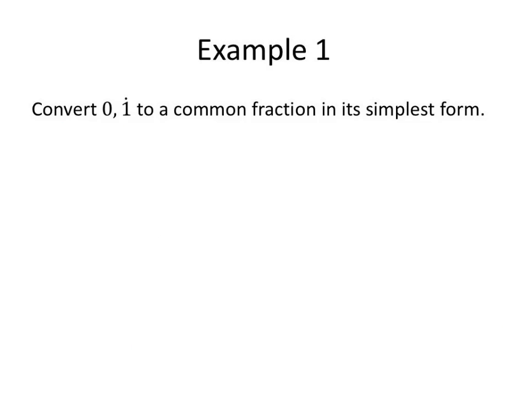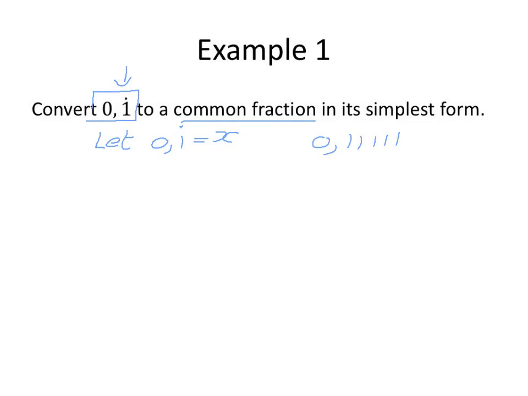First example, convert 0,1 recurring, and there's my dot that I was looking out for. That's a recurring decimal. Convert 0,1 recurring to a common fraction in its simplest form. So the first step is to let this 0,1 recurring be equal to x. So we write it, let x be equal to 0,1 recurring. What that 0,1 recurring means is 0,1111111.